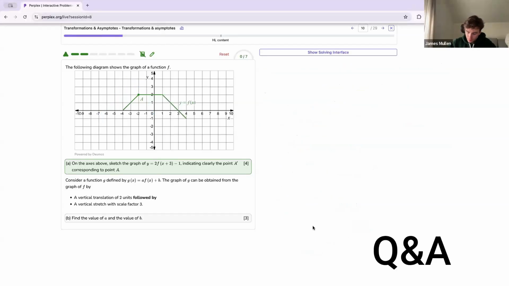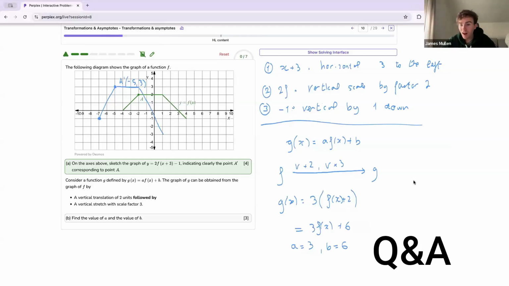Why the brackets? Oh yeah, okay, let me go back. So the brackets are because I'm doing the vertical translation before the vertical stretch. If I don't do the brackets, then we know from order of operations that multiplication happens before addition. But here I can see that I want to do the addition first. The question clearly says addition first, so I have to put brackets, okay?